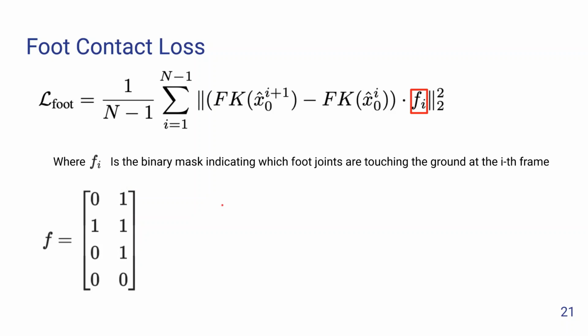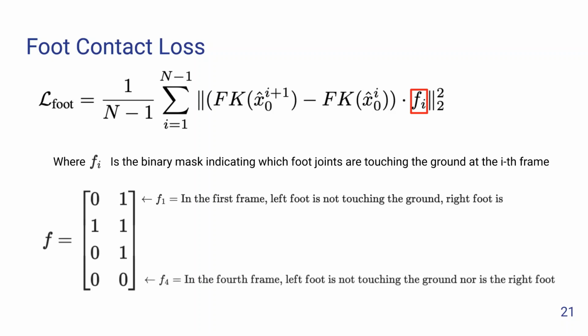So if we look at F sub i in different areas, you can see that F sub 1 is where the left foot is not touching the ground, but the right foot is. Similarly, on F sub 4 in the 4th frame, the left foot is not touching the ground and the right foot is not touching the ground either.